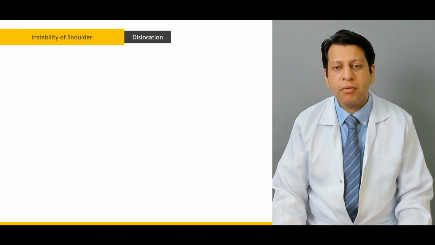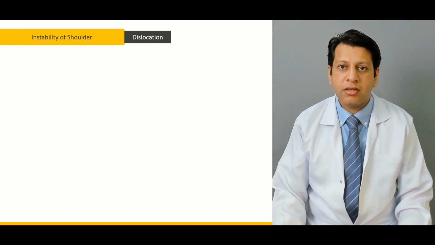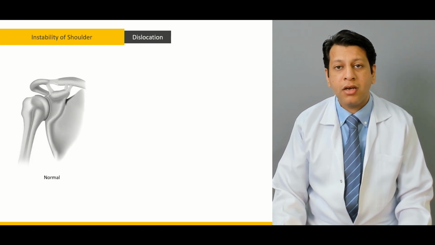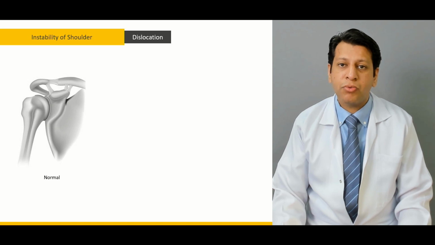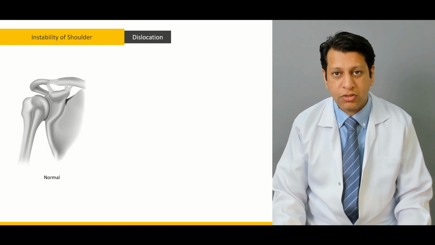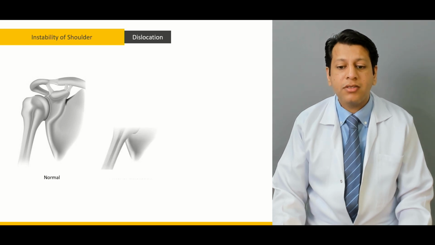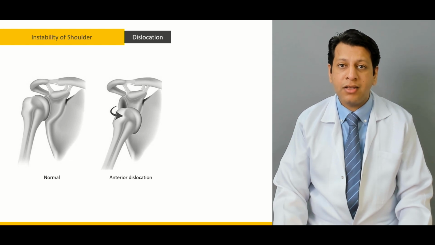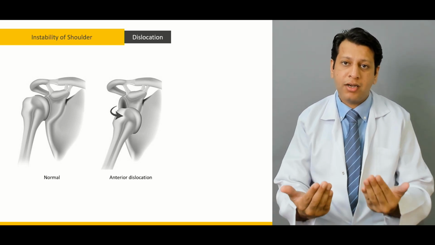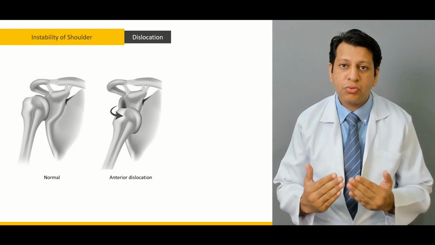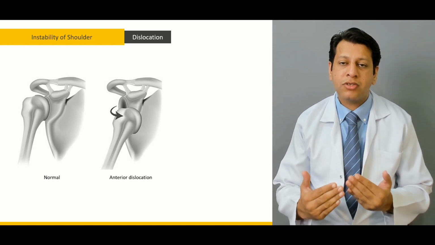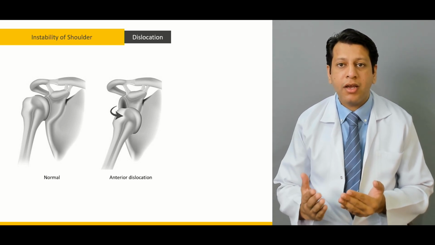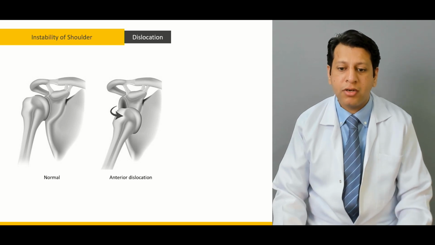The primary problem with acute traumatic instability is always the dislocation. Dislocation is mostly considered anterior or posterior, but there is also inferior dislocation. Most commonly it is the anterior dislocation, in which the head dislocates anteriorly. When the head dislocates anteriorly, the structures which are damaged are mainly on the anterior side, that is the labrum as well as the capsule, and especially the anterior inferior glenohumeral ligament.